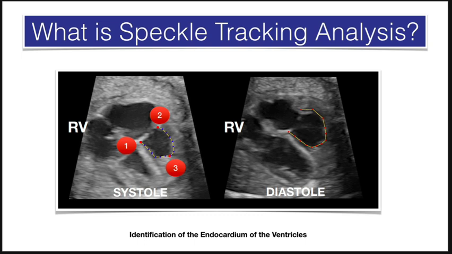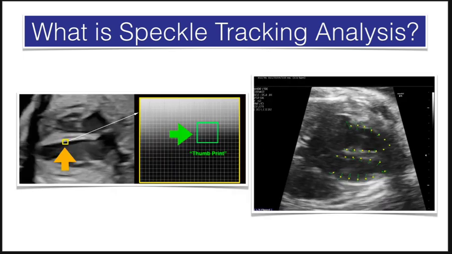Using the right ventricle as an example, the user simply places the cursor at the base of the ventricle, points 1 and 2, and at the apex, point 3. This then activates the software analysis to compute the endocardial borders at end systole and end diastole. Once the yellow lines identify the contour of the endocardium, the user can adjust each point of the contour as needed. What does speckle tracking mean?